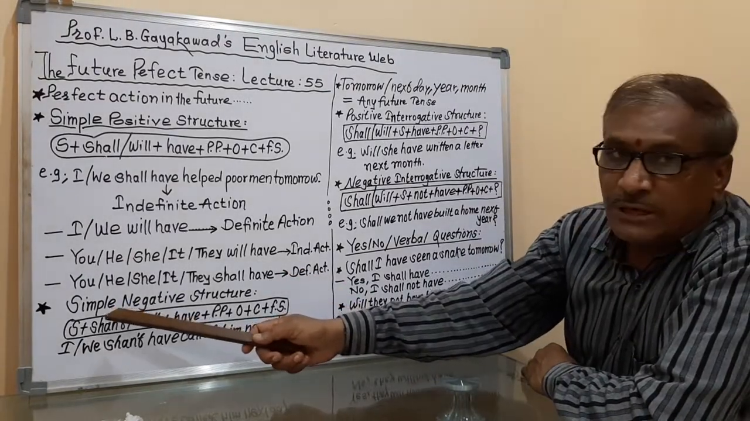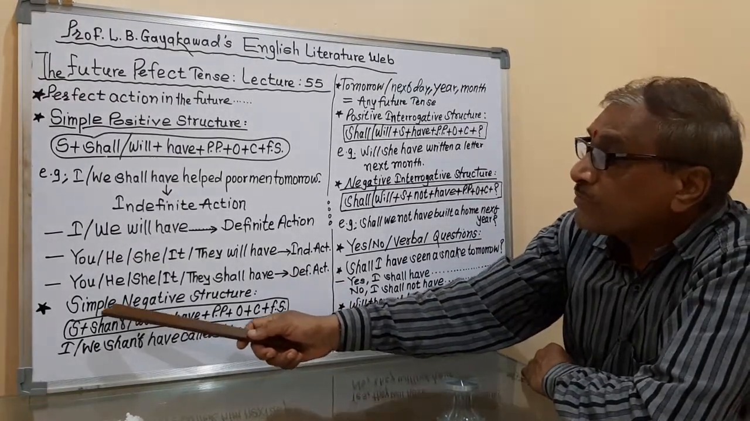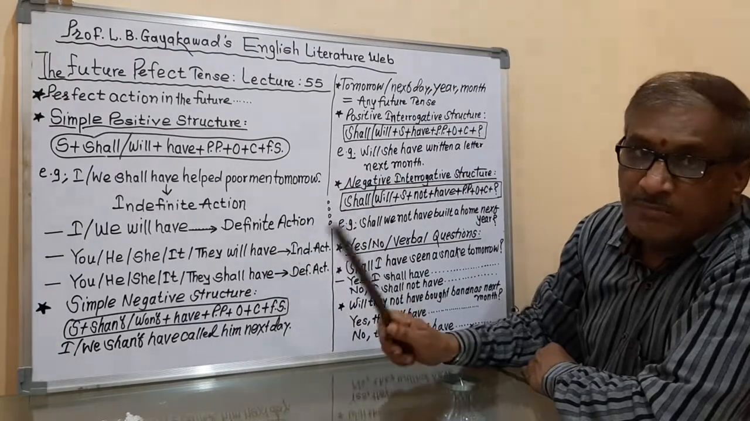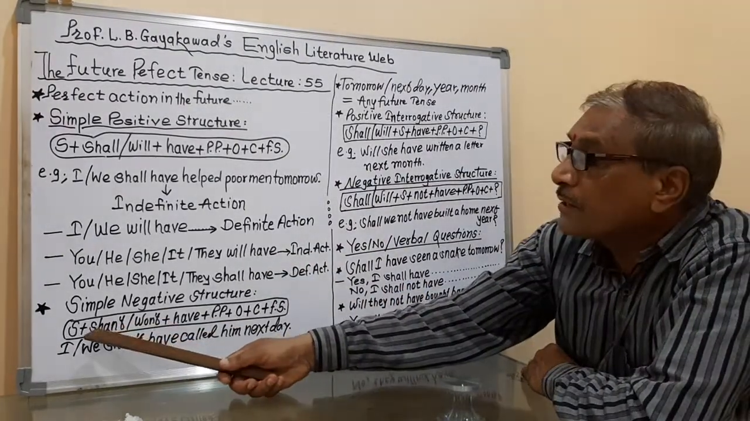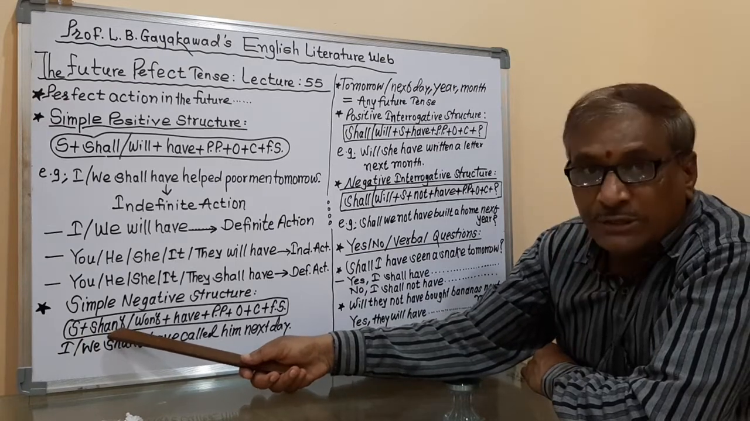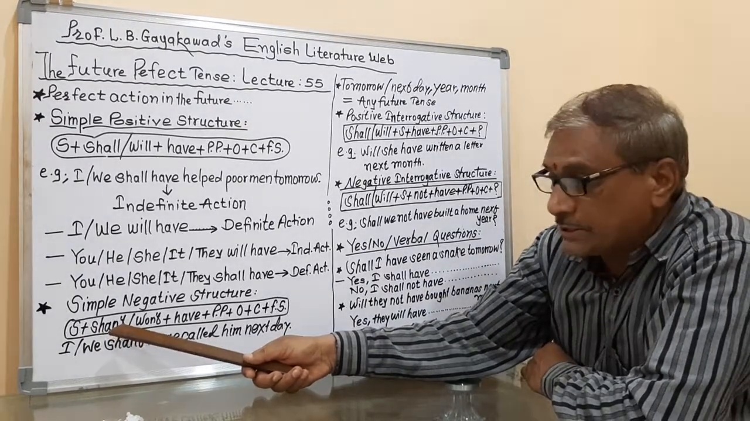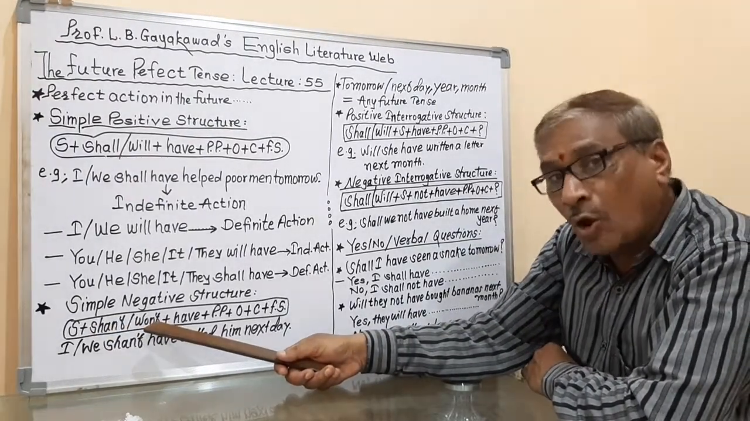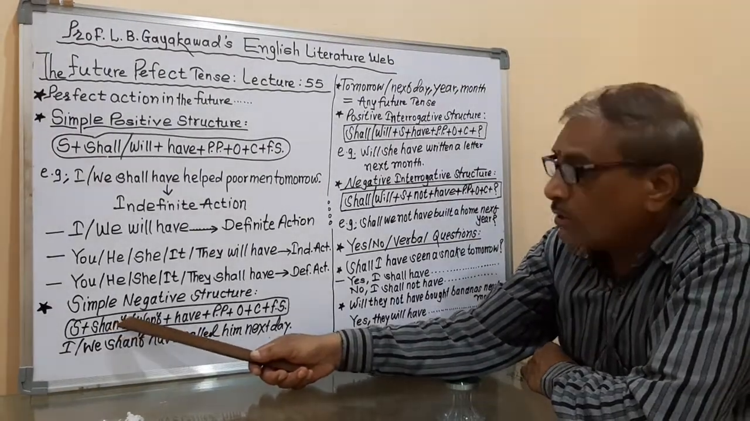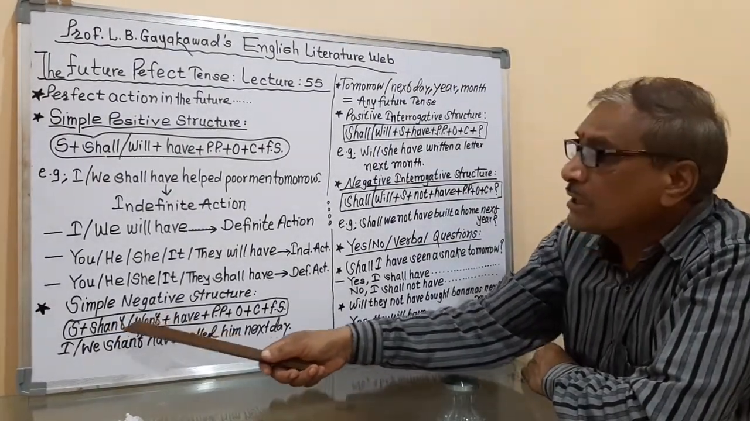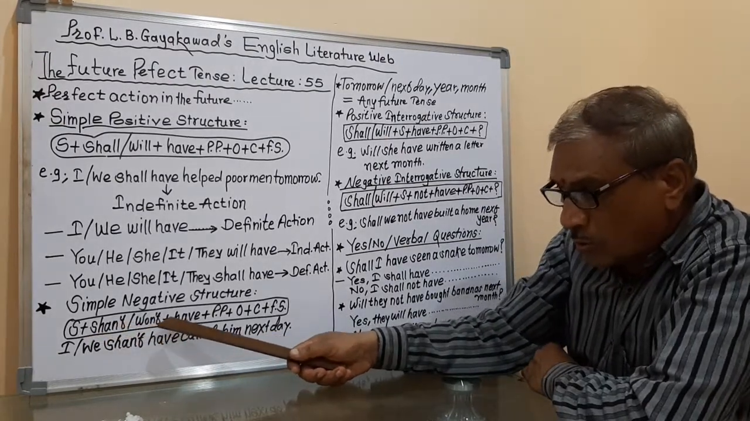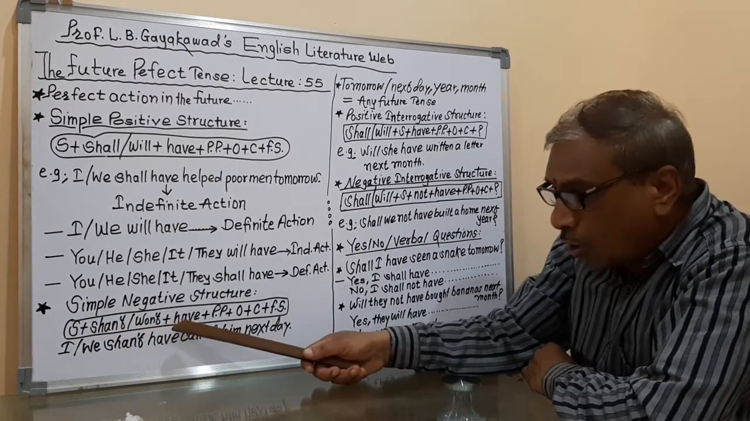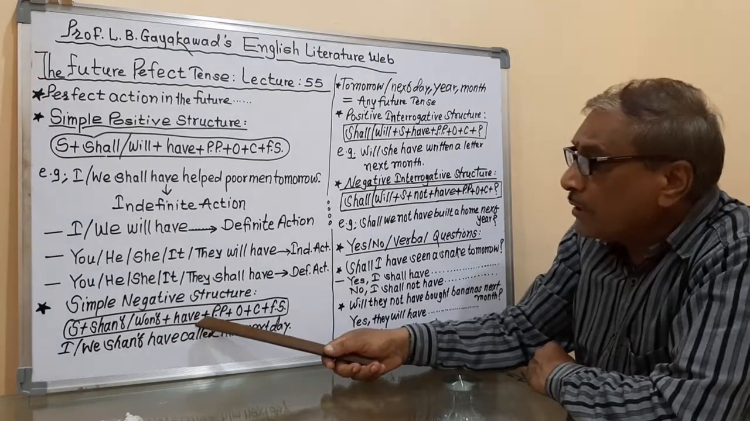The next structure we are studying is the simple negative structure. What is the simple negative structure? The simple negative structure is: subject plus shan't or won't. Shan't means shall not, won't means will not. So subject plus shall not or will not plus have plus PP.